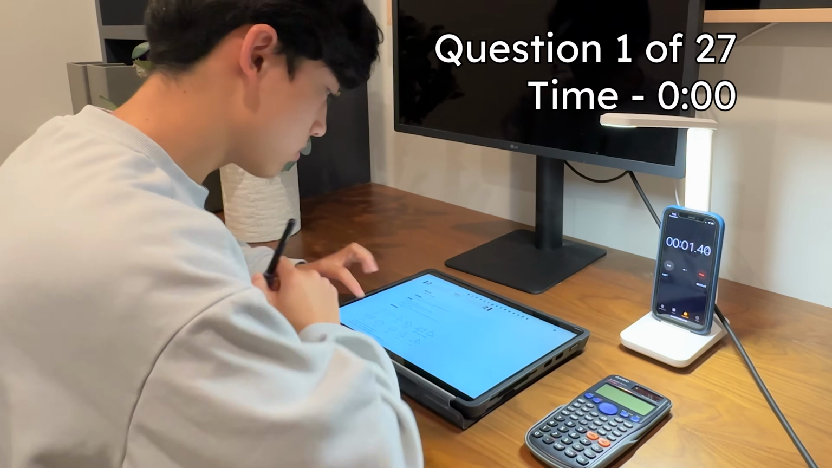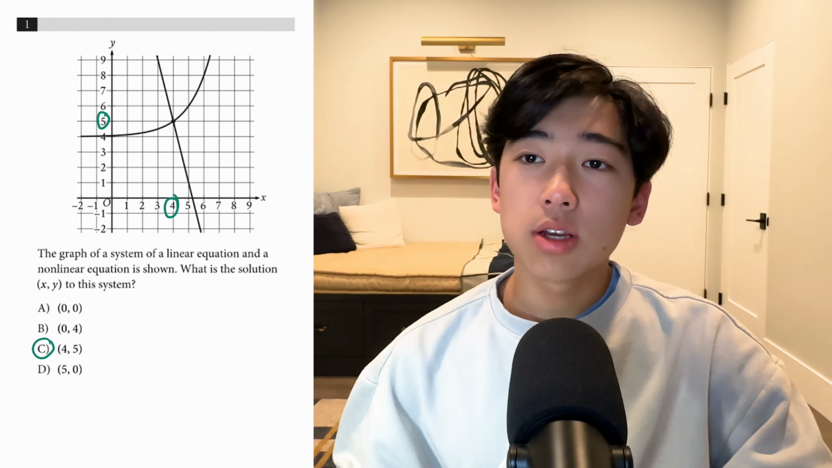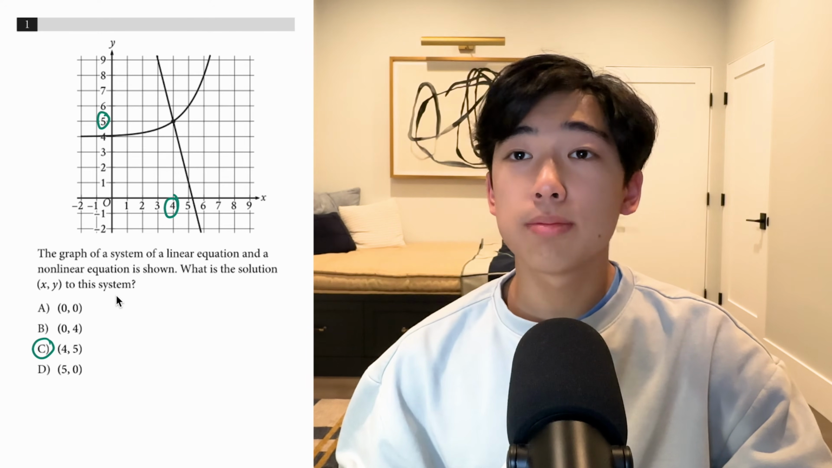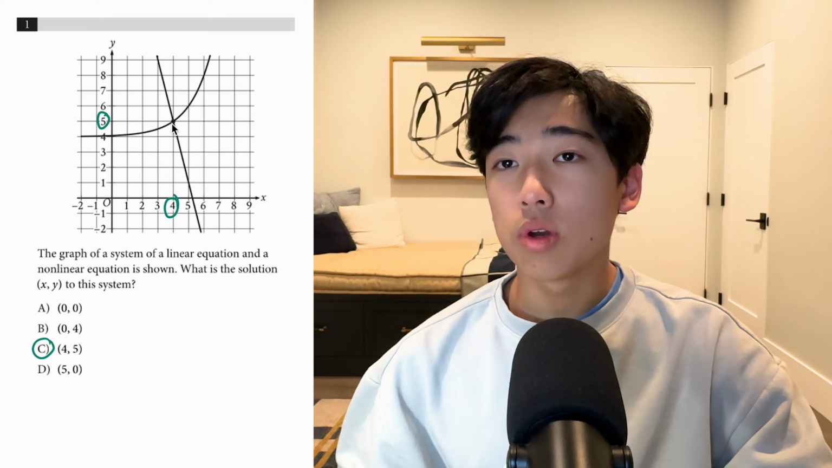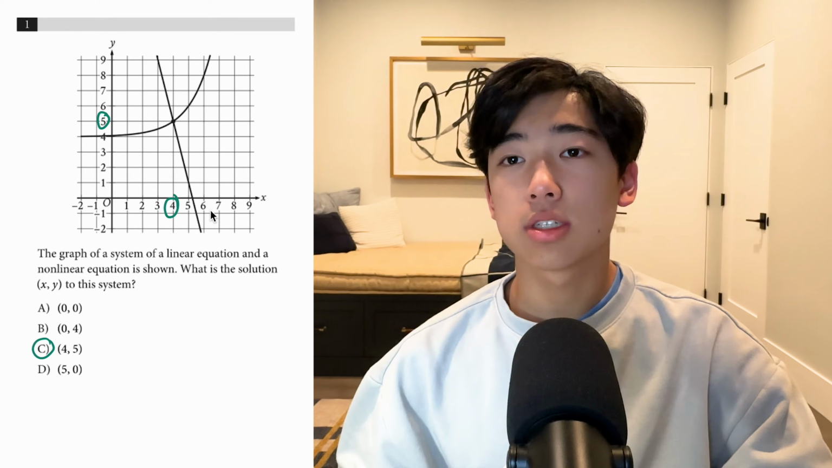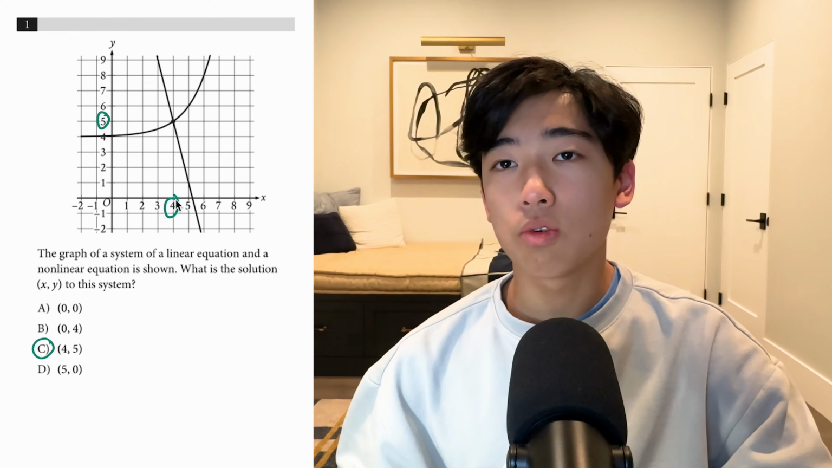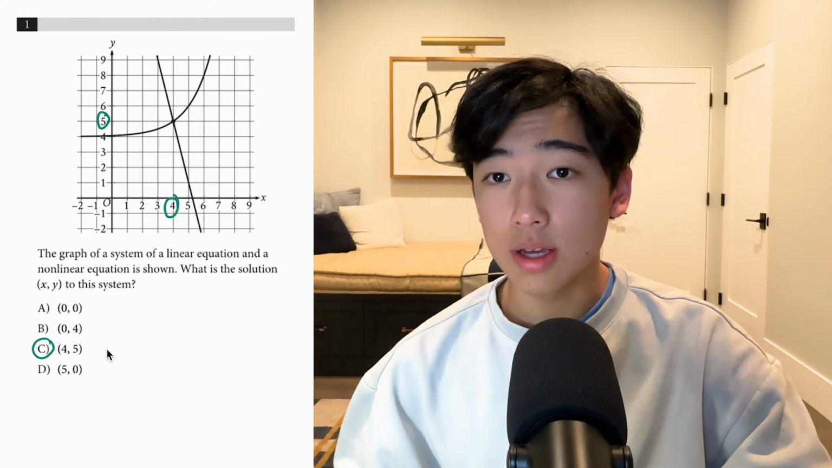So let's go into the first question. So here it's asking, what is the solution to this system? It already has plotted the points and the two lines where it intersects. So you just need to combine those. So it's 4 and 5, which is C.